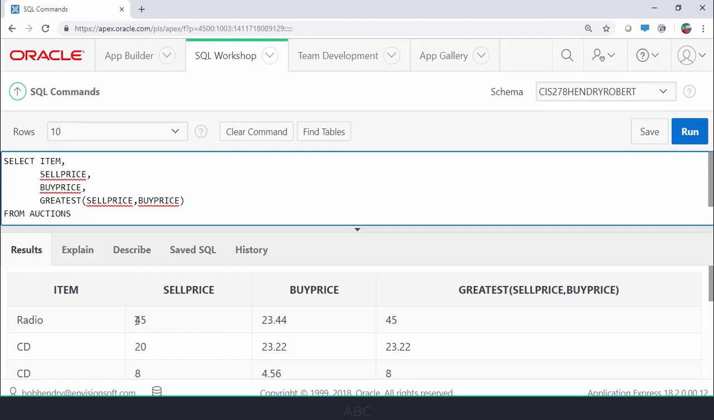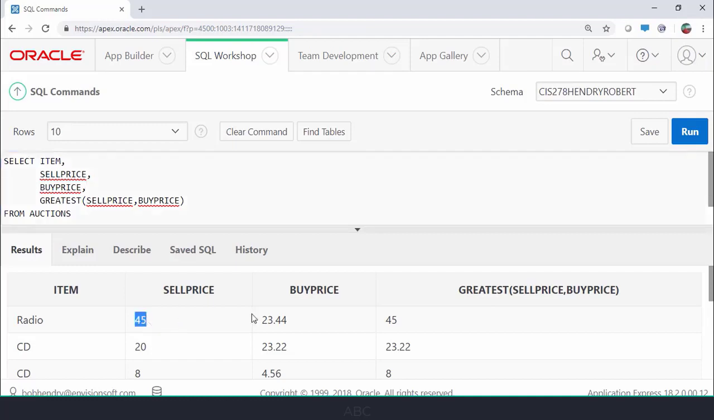you've got the sell price of 45, the buy price of 23.44, and this just shows us which one's the greatest. It doesn't show us the column, it just shows us the value. So 45 is greater than 23, 22 is greater than 20, and so on. Where would you use this? Let's just say you're writing an equation where you want to take your highest minus your lowest, but you don't know which column is your highest or which one's your lowest. You would use greatest or least.